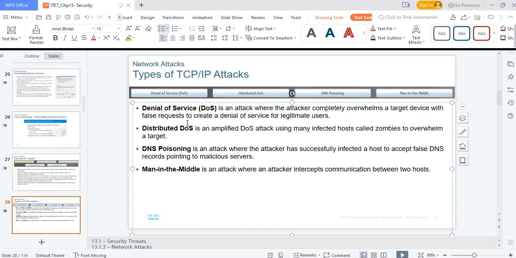Whereas when you hear the word distributed denial of service, you're trying to say you have several systems. So instead of just one guy attacking this guy, the attack is coming from this guy, from this guy, from this guy, from this guy. So you have what you call a distributed denial of service. The goal is to overwhelm the target.